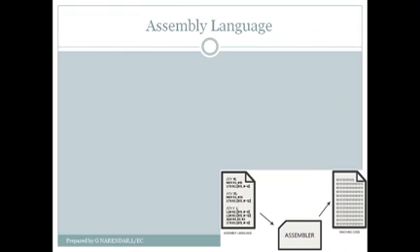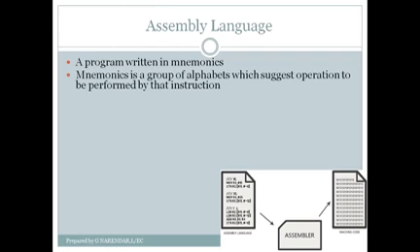Now we look at one more level of language, that is called assembly language. So what is meant by assembly language? It's a program written in mnemonics, compared to your binary machine language where the program was written using ones and zeros. So now here the program is written using mnemonics. So then what is meant by mnemonic? The mnemonic is a group of alphabets which suggest the operation to be performed by that instruction.